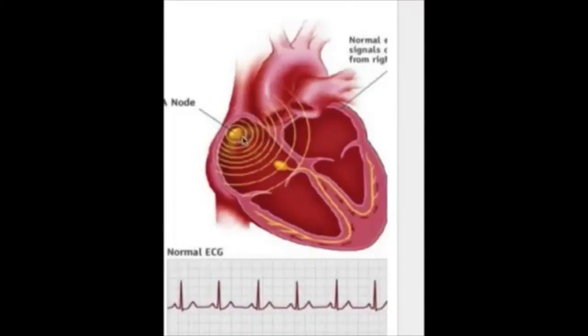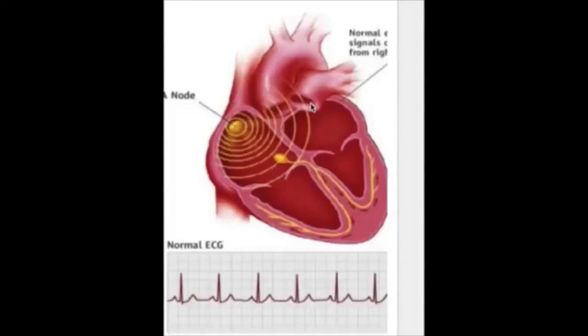From the SA node, the impulse goes to 2 points. Number 1, it directly stimulates the atria, and number 2, the impulse goes from the SA node to the AV node, and from the AV node to the bundle of His, to the ventricles. The AV node is the only connection between the atria and the ventricle for the conduction of the impulse.